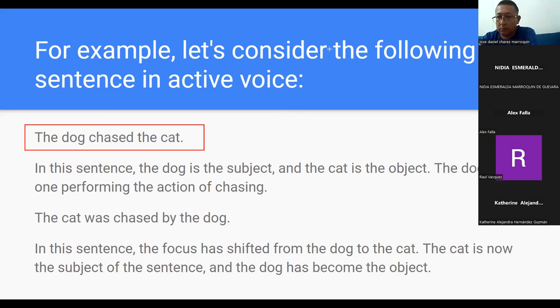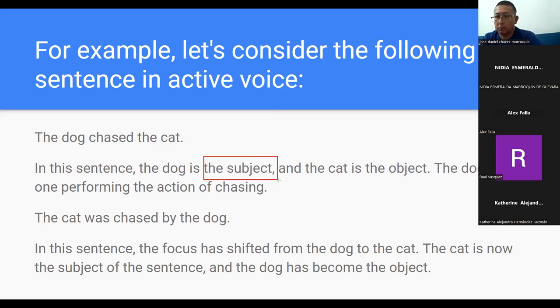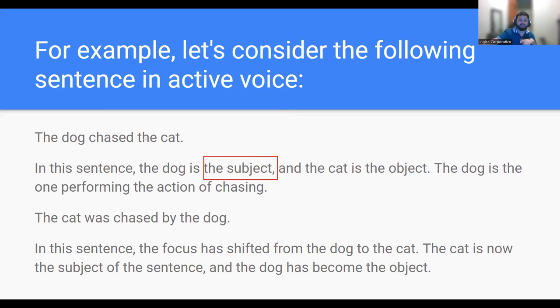Hold on, guys. So yes, it's active, because the focus is on the dog, right? Now, what is the dog? Subject. And what is the receiver of the action? The cat. So the cat is the? The object. Very good, okay?